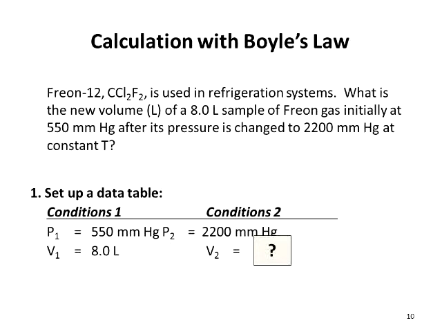So it says, what is the new volume in liters of 8 liters of freon gas initially at 550 mmHg? We'll just go with atmosphere together. After the pressure is changed to 2,200 mmHg at a constant temperature. So it gives you P1. Pressure 1 is 550. It gives you the volume initially, which is 8 liters, and it gives you what happens after the conditions change.